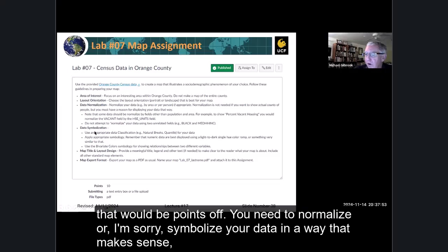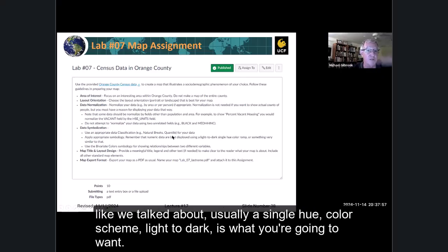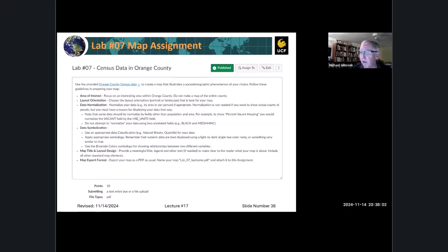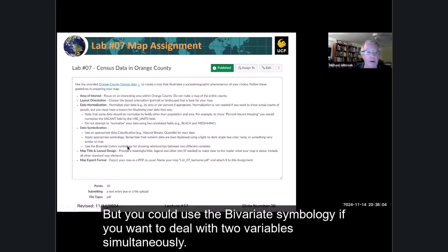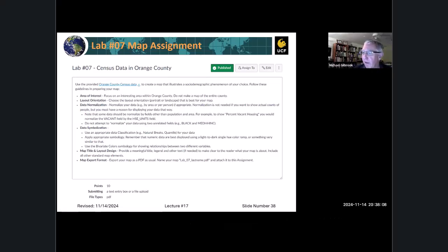You need to normalize, or I'm sorry, symbolize your data in a way that makes sense, like we've talked about. Usually a single hue color scheme, light to dark, is what you're going to want. But you could use the bivariate symbology if you want to deal with two variables simultaneously.